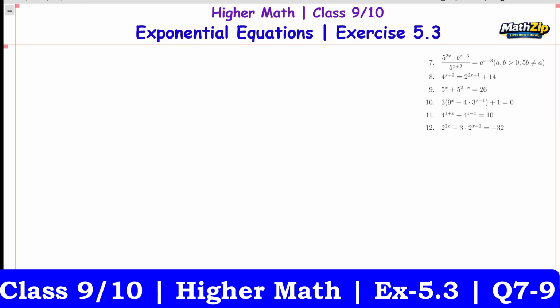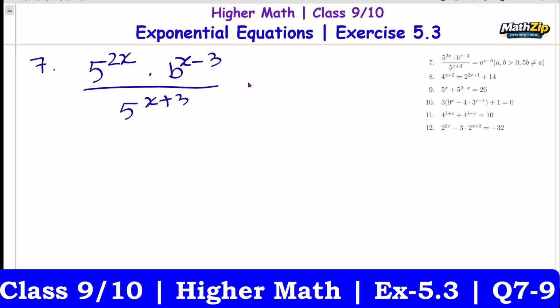Exponential equation, question 7. 5 to the power 2x times b to the power x minus 3 divided by 5 to the power x plus 3 equals a to the power x minus 3. So we are trying to solve this one step by step. How?